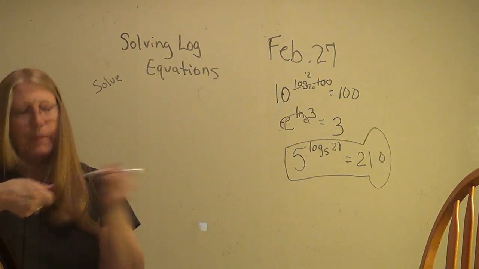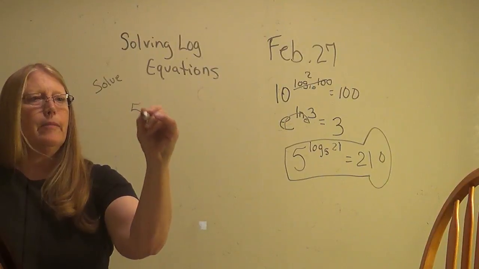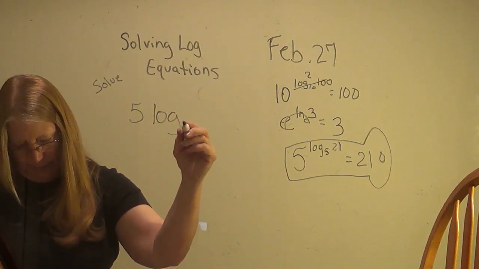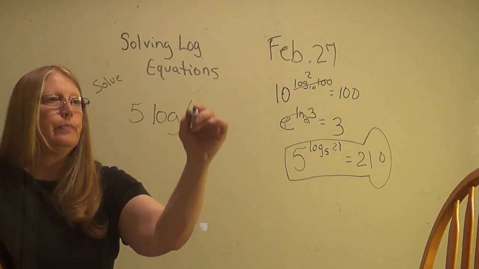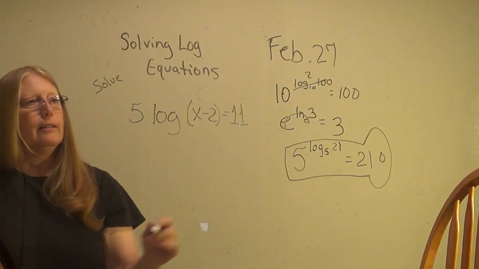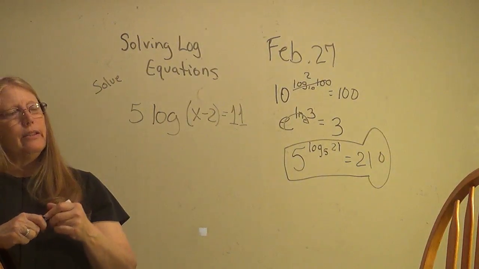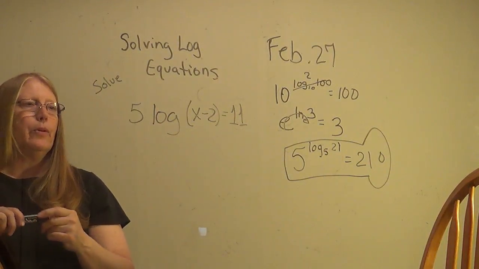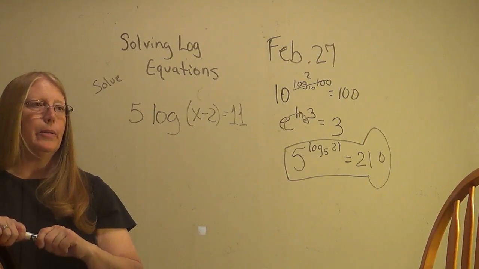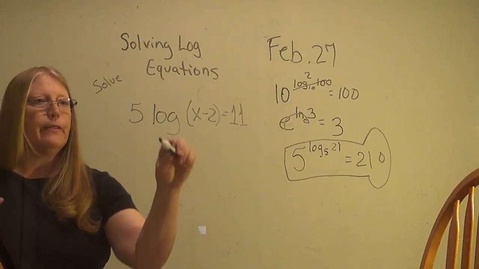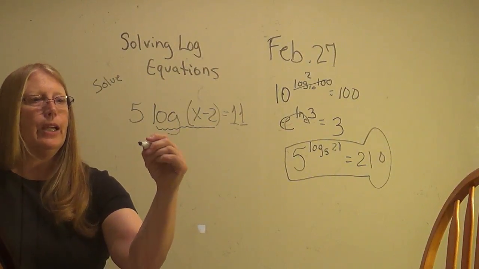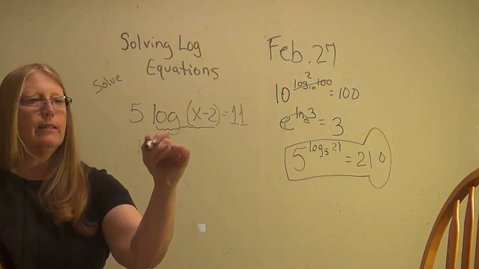5 log(x minus 2) equals 11. This time the log is not ln, so I'll show you what to do with that. To solve that, before we can exponentiate both sides, that will get rid of the log, we have to have log by itself. So this expression has to be by its lonesome. So I'm going to divide both sides by 5.